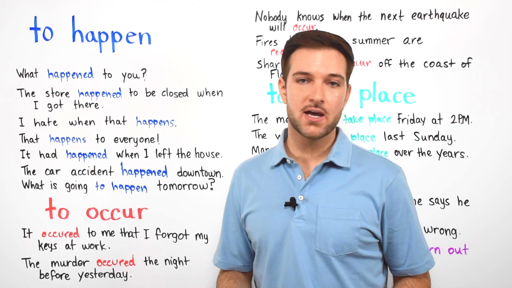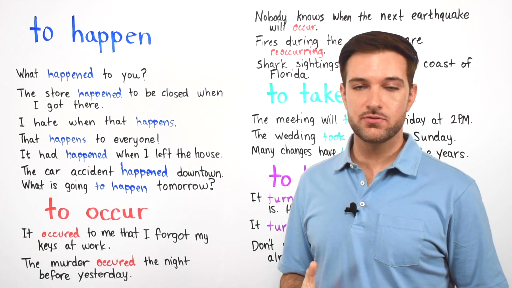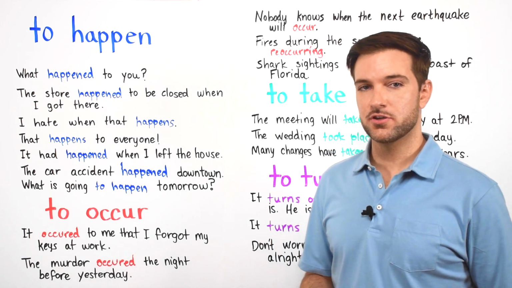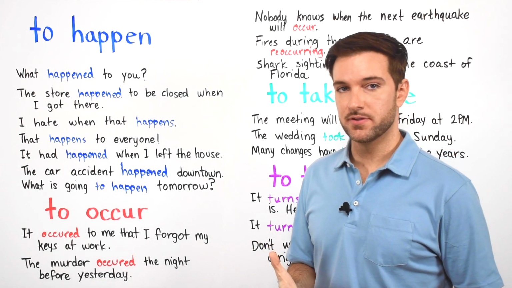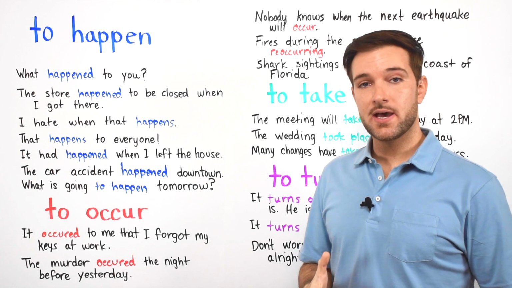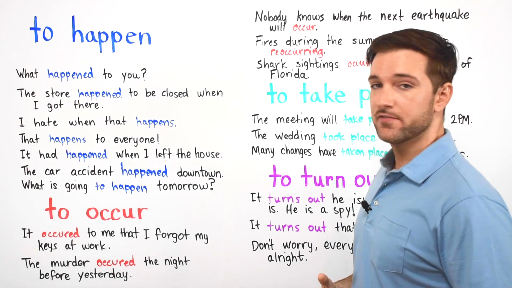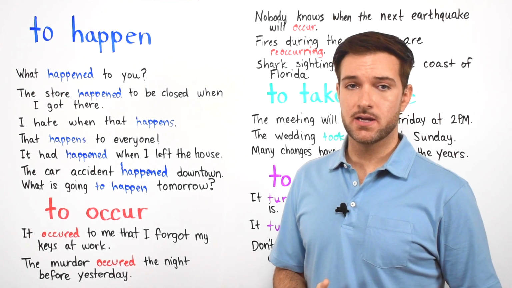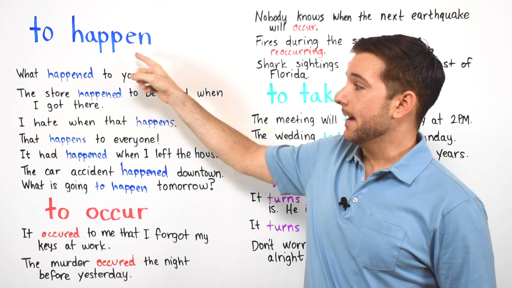So generally, guys, these are words that are easy to use and to remember, but they can be confusing for those who are trying to learn English, so you have to pay close attention to them, okay? So let's go ahead and jump right in. The first verb that we're going to look at today is one that you've probably already seen by now. The verb is to happen.